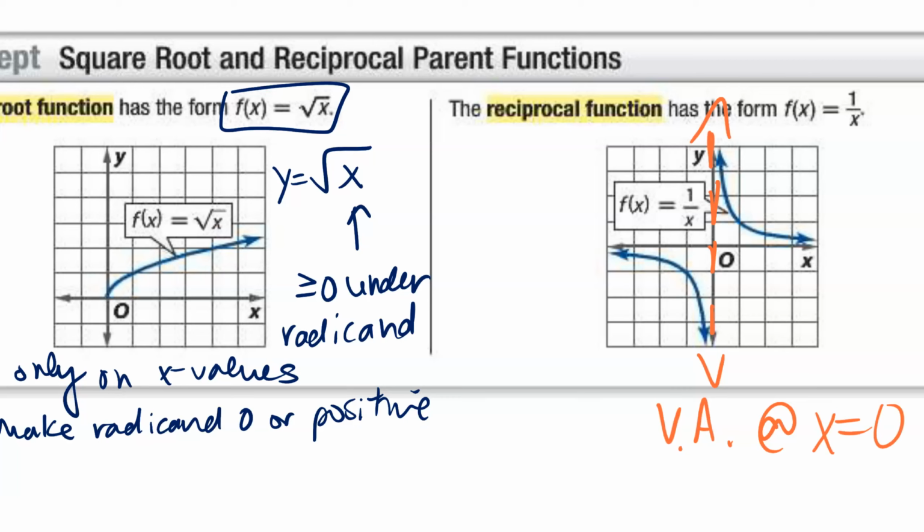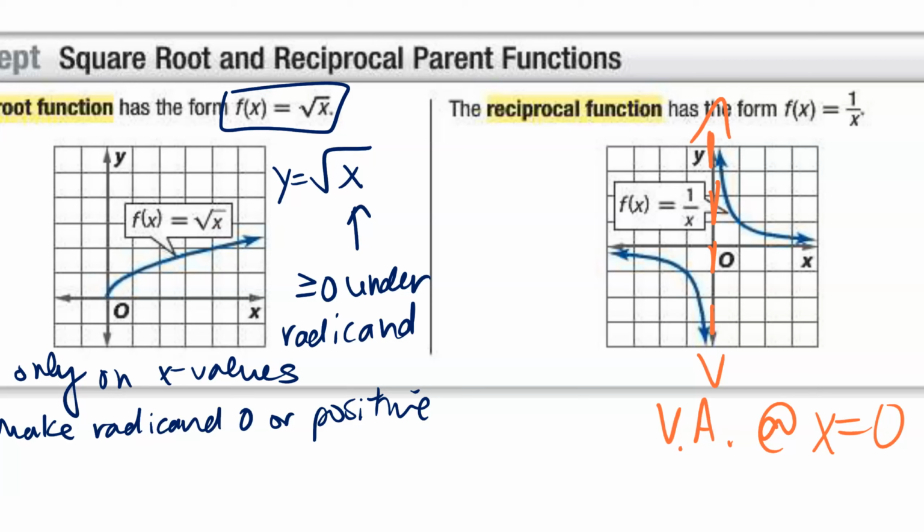But wait, does someone have a good definition? What is an asymptote? What does it mean to be an asymptote? Yeah, the graph will get very, very close but not touch. So notice as I'm coming from the right side, my graph is getting closer and closer, but I don't touch it and I go up to infinity. And as I come from the other side, I get closer and closer and I don't ever touch it and I go down to negative infinity.